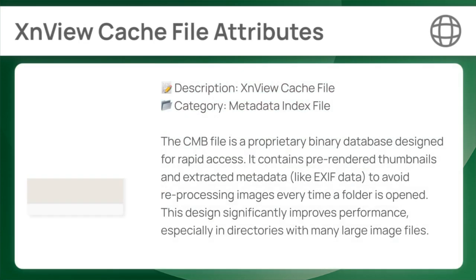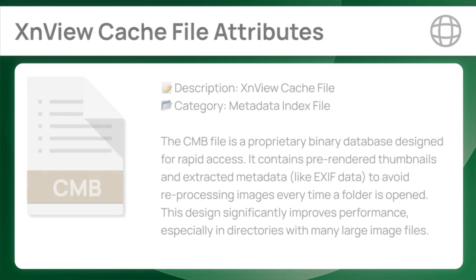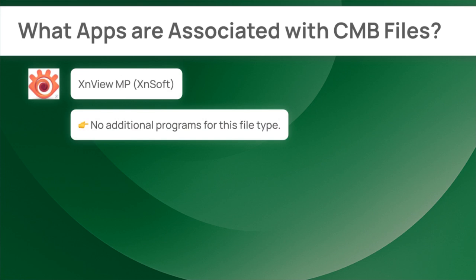The CMB file is a proprietary binary database designed for rapid access. It contains pre-rendered thumbnails and extracted metadata, like EXIF data, to avoid reprocessing images every time a folder is opened. This design significantly improves performance, especially in directories with many large image files. The industry standard application for CMB is considered to be XnView MP from XnSoft.